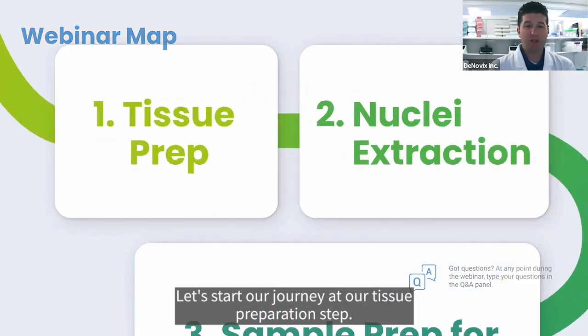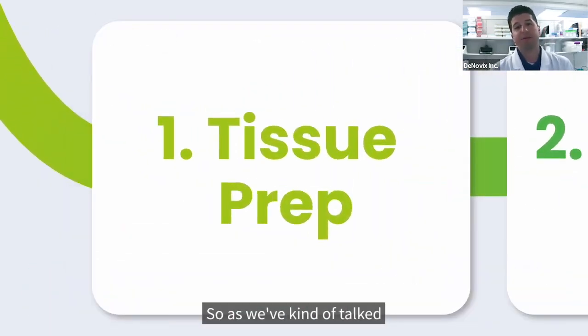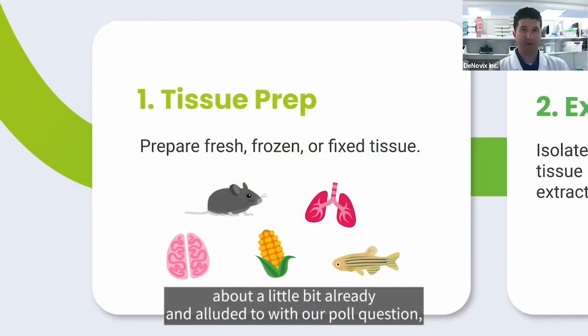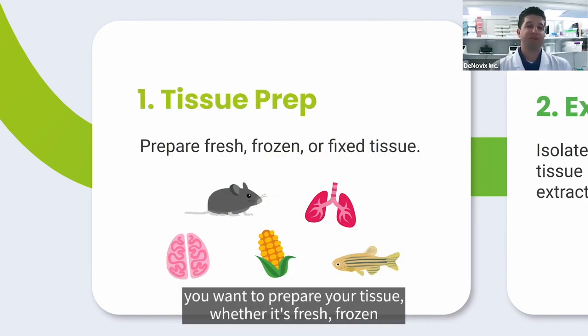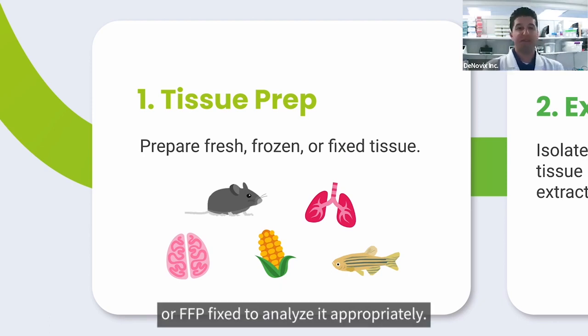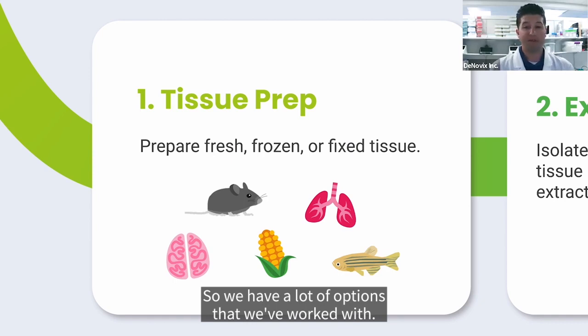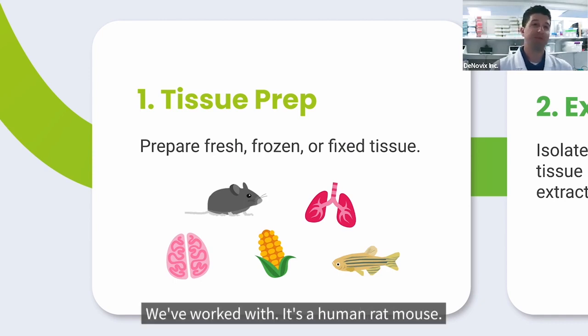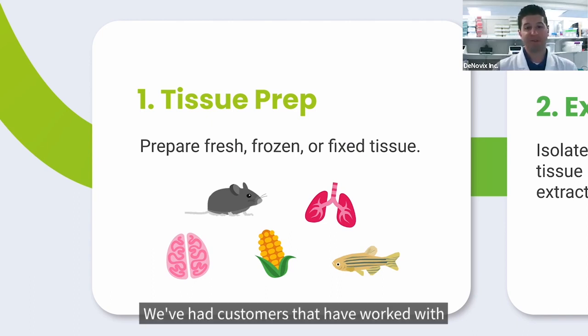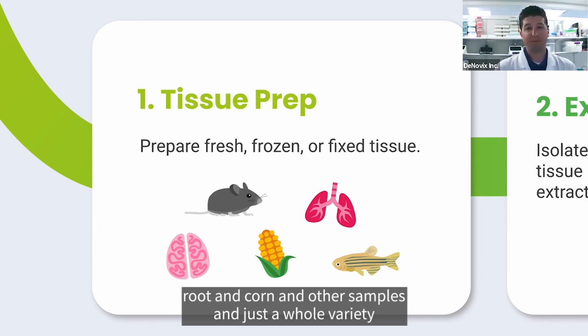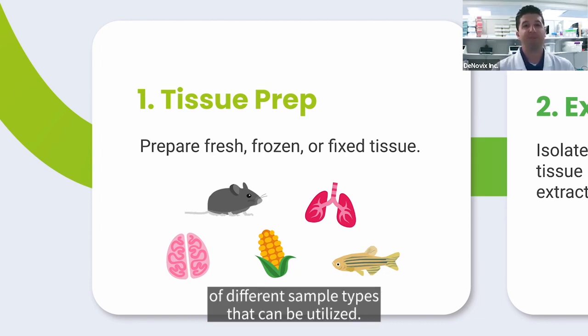Let's start our journey at our tissue preparation step. So as we've talked about a little bit already and alluded to with our poll question, you want to prepare your tissue, whether it's fresh, frozen, or FFPE fixed, to analyze it appropriately. We have a lot of options that we've worked with. We've worked with human, rat, mouse. We've had customers that have worked with tomato root and corn and other samples, and just a whole variety of different sample types that can be utilized.